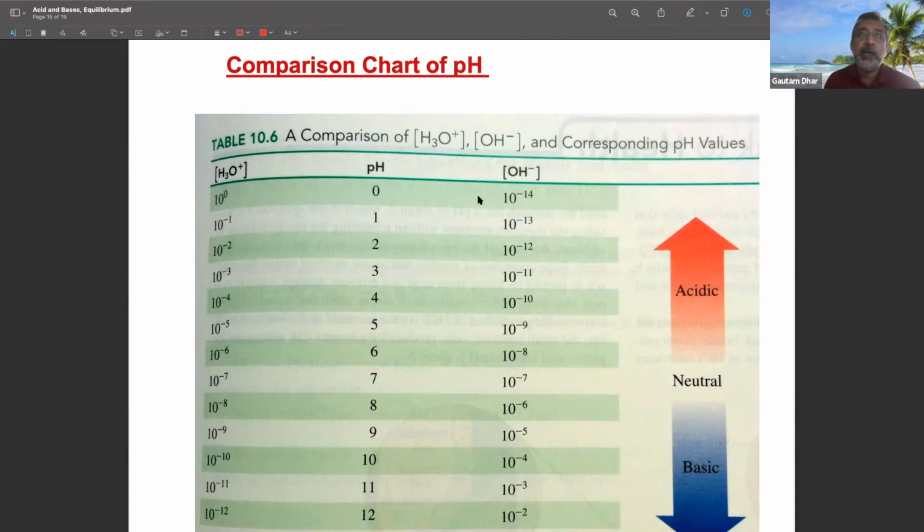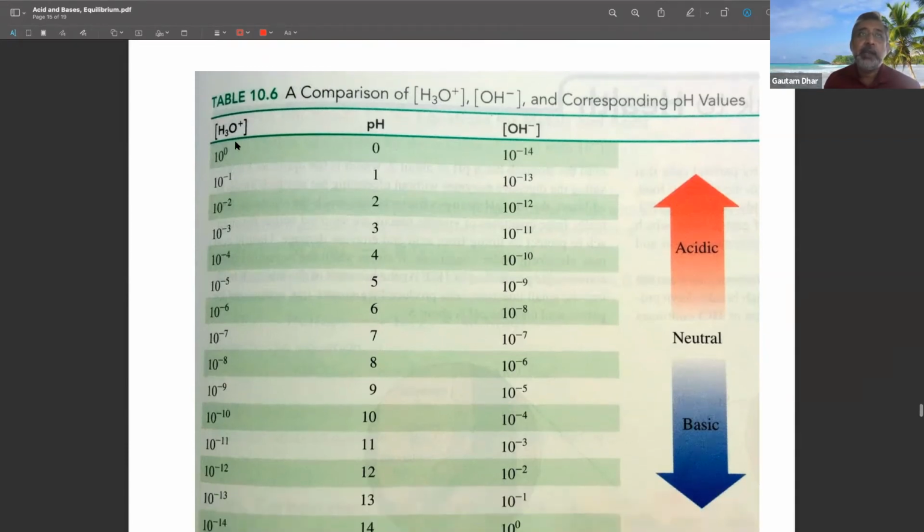If you look at this, the H3O plus is decreasing as you go down, while the pH is increasing. So they're opposite, so please remember this. That means pH 7 is neutral. Less than pH 7, we say it is acidic. Greater than pH 7, so pH 8, pH 9, these are all basic.